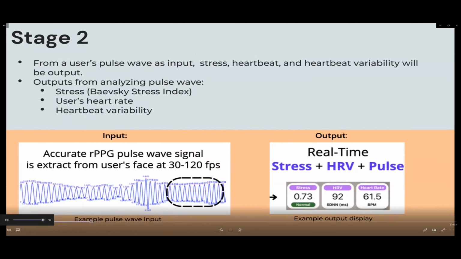From this pulse wave, which we saw from the first stage, we've gotten this pulse wave from finding differences in coloration across our skin.